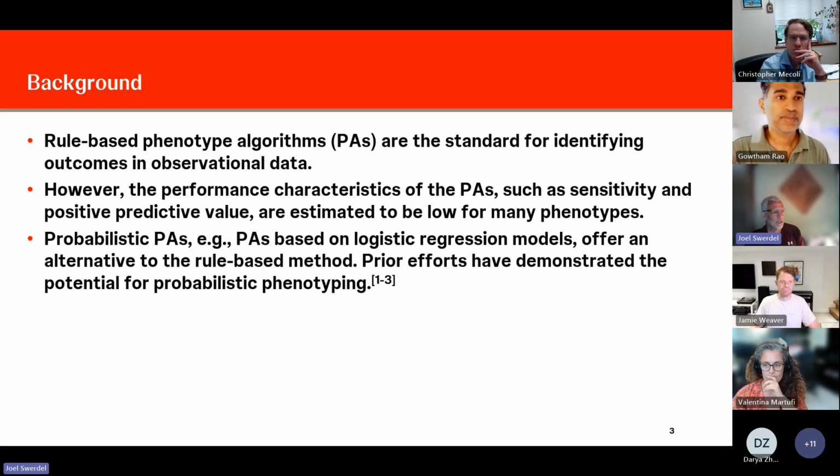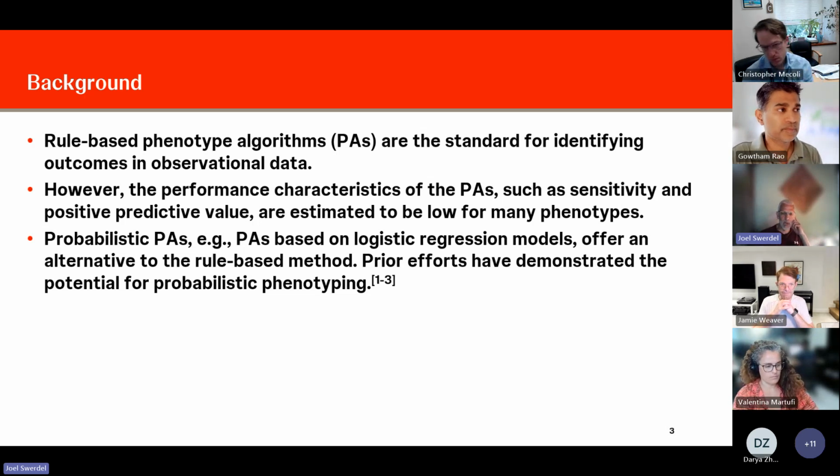So what I want to present to you today is some of the thoughts we've been having on probabilistic phenotyping. I've submitted an abstract and was accepted for a talk at ICB. So these slides may seem a little bit formal, but this is the start of my ICB slides. So just a little background.